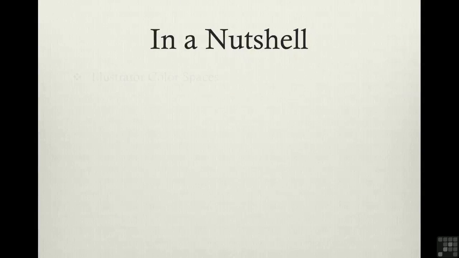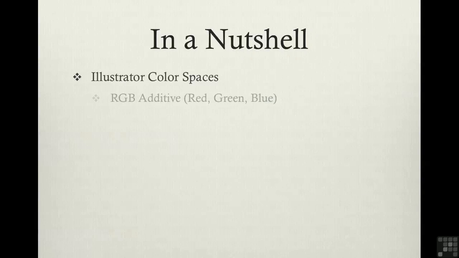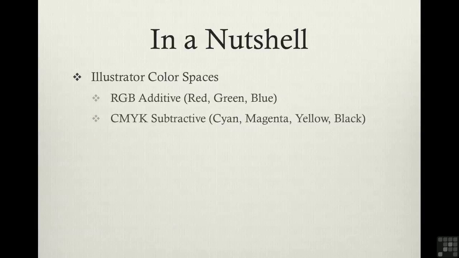In a nutshell, Illustrator color spaces, the ones we're concerned with, are RGB additive, of course that's red, green, and blue, and CMYK subtractive, which is cyan, magenta, yellow, and then the press adds a fourth plate called black.